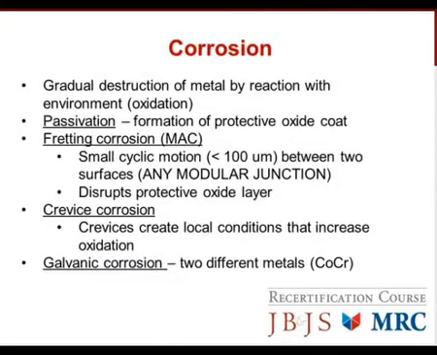Corrosion is the gradual destruction of metal by reaction with the environment. There are a number of different types of corrosion. Fretting corrosion occurs when there's small cyclic motion between two surfaces. This can occur at any modular junction. When we talk about total hip arthroplasty and trunnionosis, of course, we're concerned with the femoral head and the femoral neck junction. This can lead to disruption in the protective oxide layer. Anytime the oxide layer is disrupted, this can lead to further corrosion.